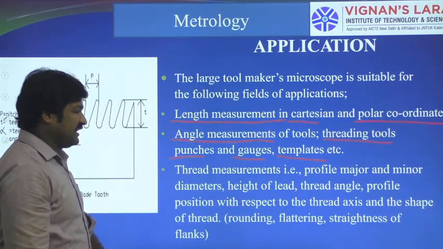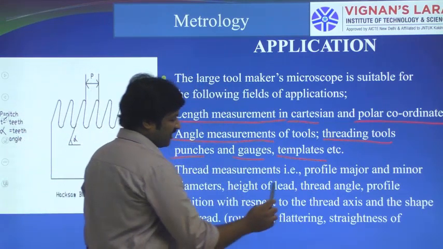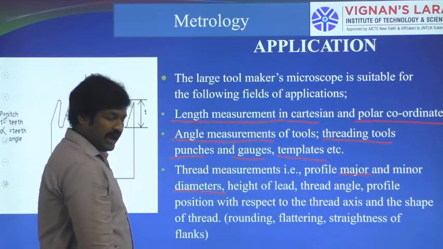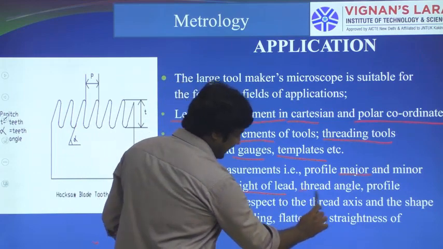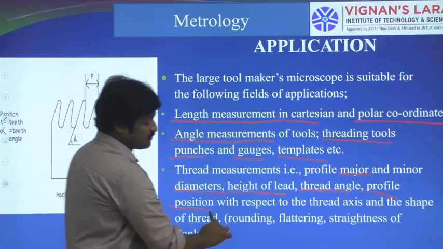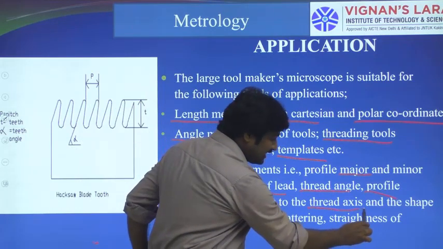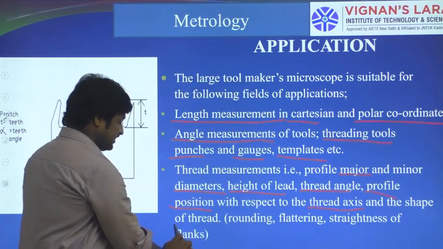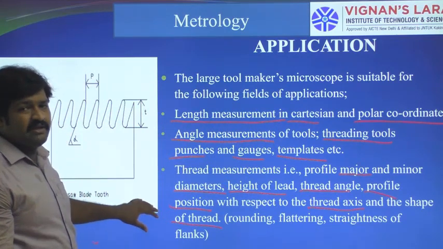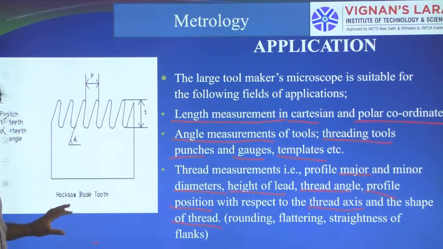Next, thread measuring. It is used for measuring the profile of major and minor diameters, height of the lead, thread angle, profile's position with respect to the thread axis, and the shape of the thread. All these elements can be identified by means of this toolmaker's microscope.